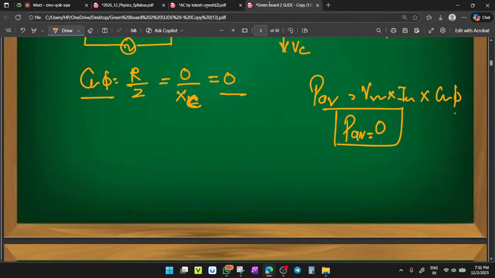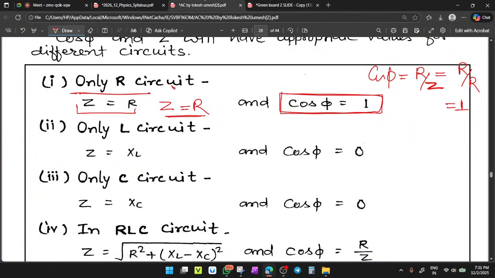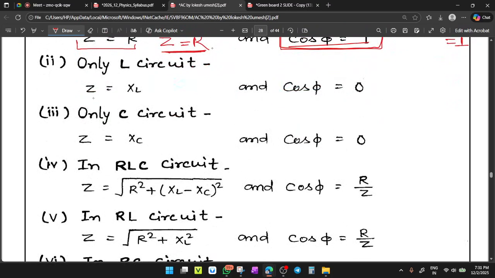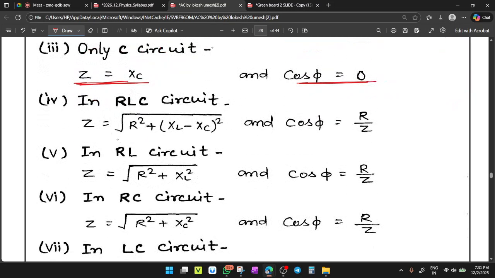Fine. You see, for a pure resistive circuit, Z equals to R and cos phi equals to 1. For a pure inductive circuit, Z becomes equal to XL and cos phi equals to 0. For a pure capacitive circuit, Z equals to XC and cos phi equals to 0. For an LCR circuit, Z equals to under root R square plus XL minus XC whole square, and cos phi equals to R upon Z.